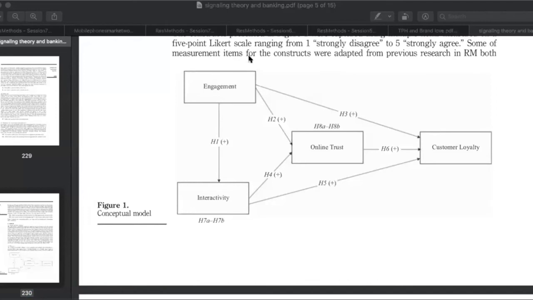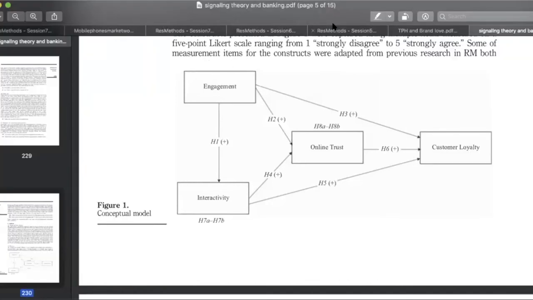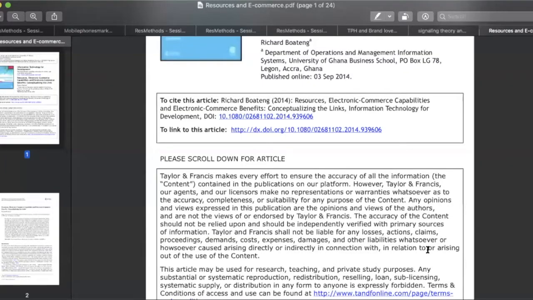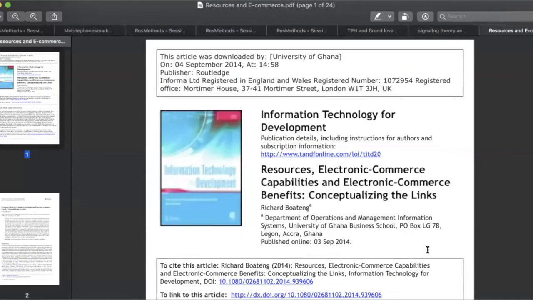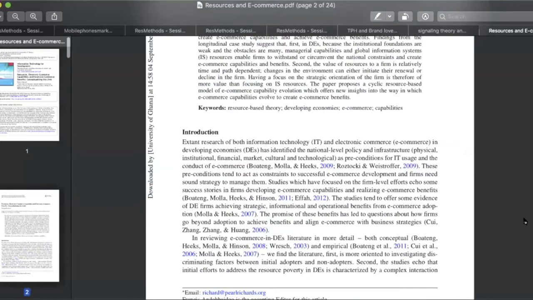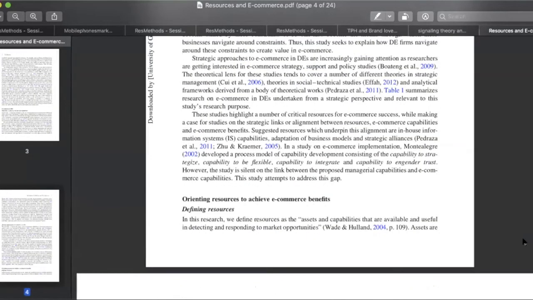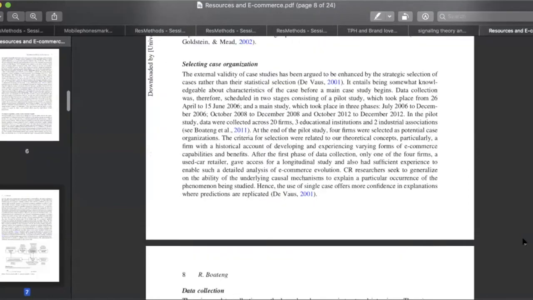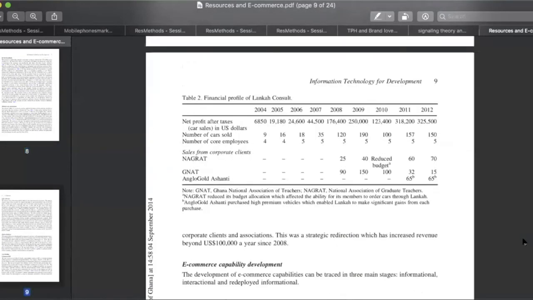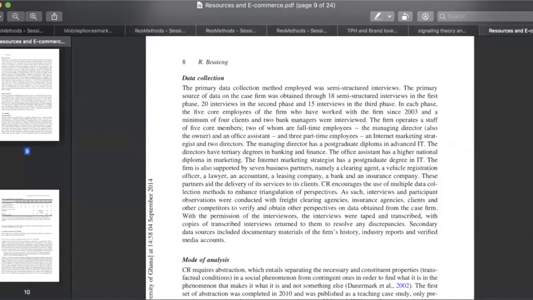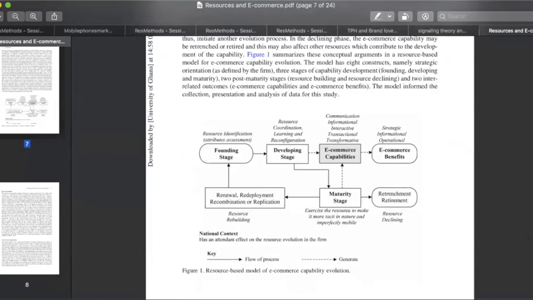Okay, good. So let's look at one more paper. This is a qualitative paper. It is on resources, electronic commerce capabilities, and electronic commerce benefits, conceptualizing the links. So it even tells you what you are going to do: develop a conceptual model to look at the link between resources and e-commerce. In the beginning of the study, this is the conceptualized model.